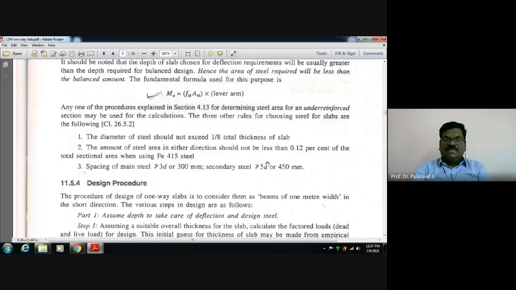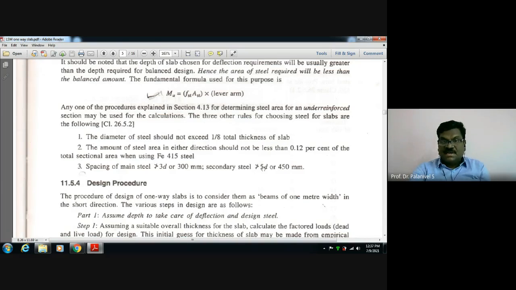And the spacing of main steel. The spacing of main steel should not be more than 3 times the effective depth or 300 mm, whichever is less. For the distribution steel, the spacing should not be greater than 5 times the effective depth or 450 mm, whichever is less.